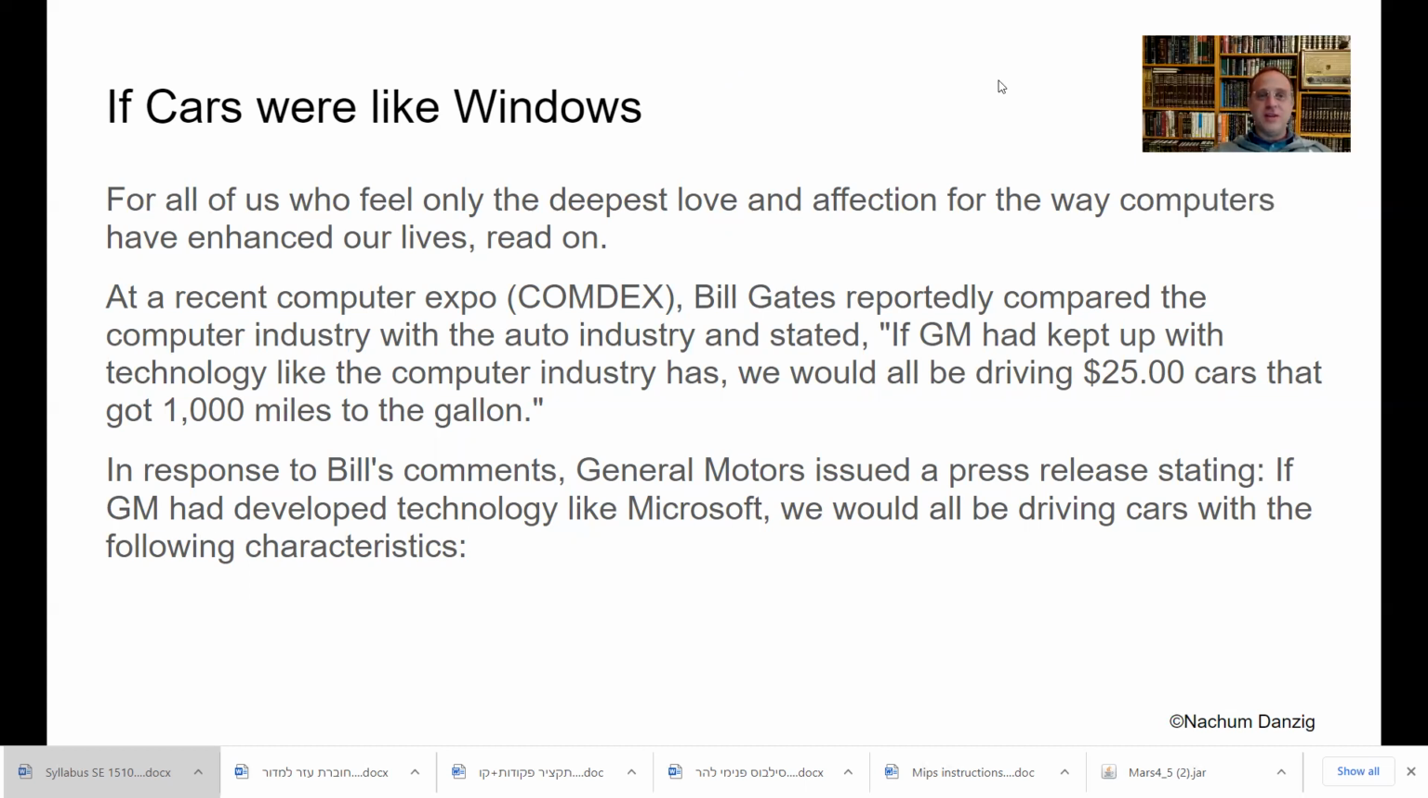For all of us who feel only the deepest love and affection for the way computers have enhanced our lives, read on. At a recent computer expo, Comdex, Bill Gates reportedly compared the computer industry with the auto industry and stated, if GM had kept up with technology like the computer industry has, we would be all driving $25 cars that got 1,000 miles to the gallon. In response to Bill's comments, General Motors issued a press release stating, if GM had developed technology like Microsoft, we would all be driving cars with the following characteristics.